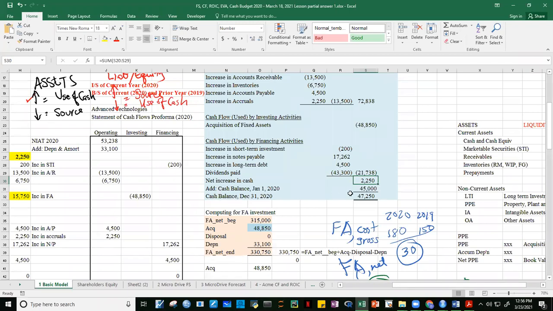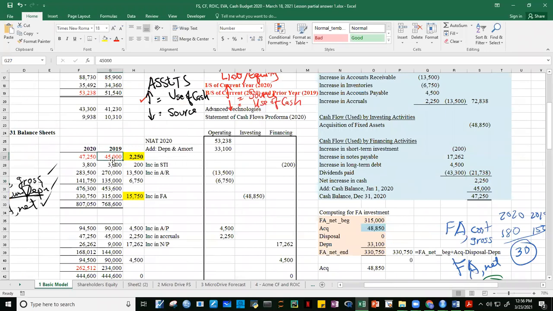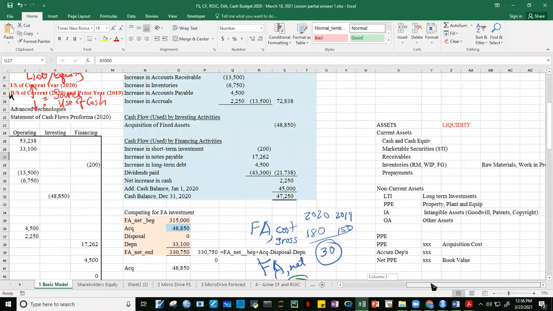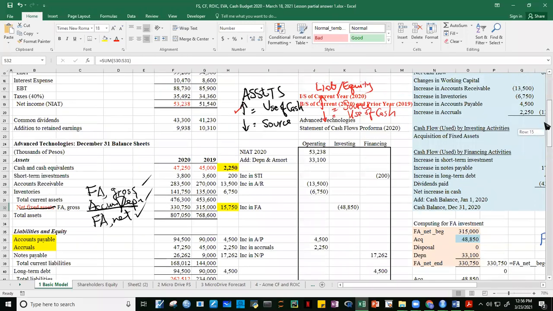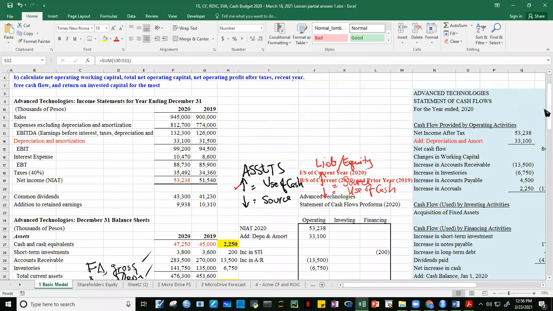Add that to the beginning cash balance of 45,000. So this was your beginning cash balance, 2019, 45,000. You have your cash balance at the end of December 31, at the end of 2020, which is 47,250. Okay, any questions so far, guys, with the statement of cash flows?